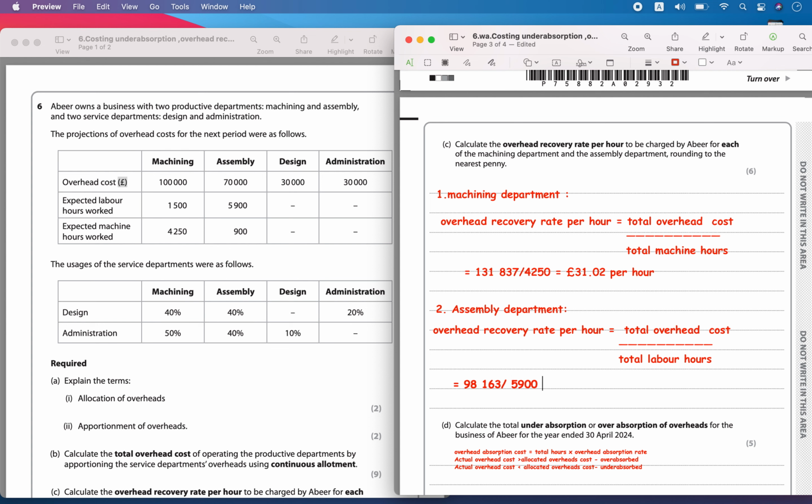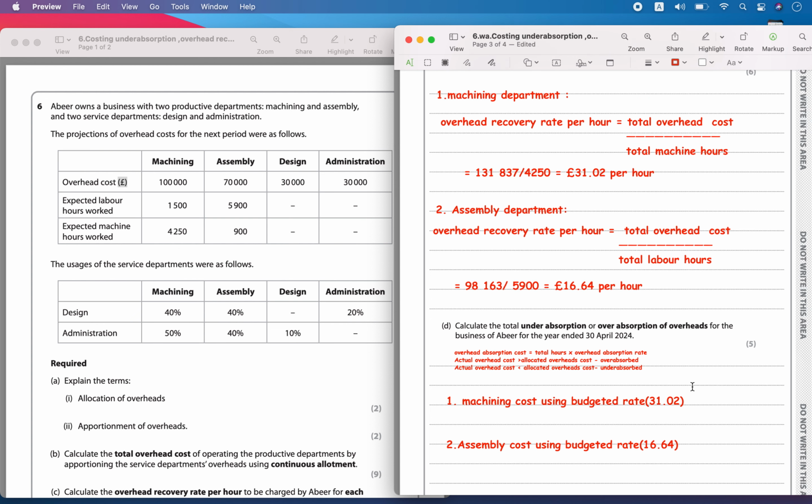So I'll put 5,900, so that is equal to 16.64 pounds. Okay, so this is the rate at which I will have to calculate. This is the budgeted rate, at which I will have to assess whether I have performed well or not well in the future.